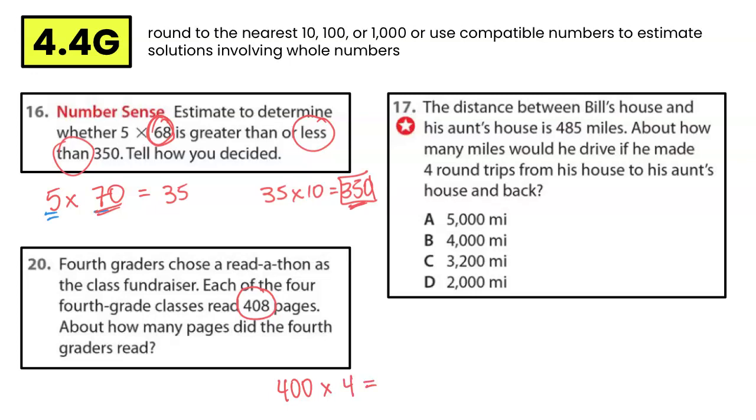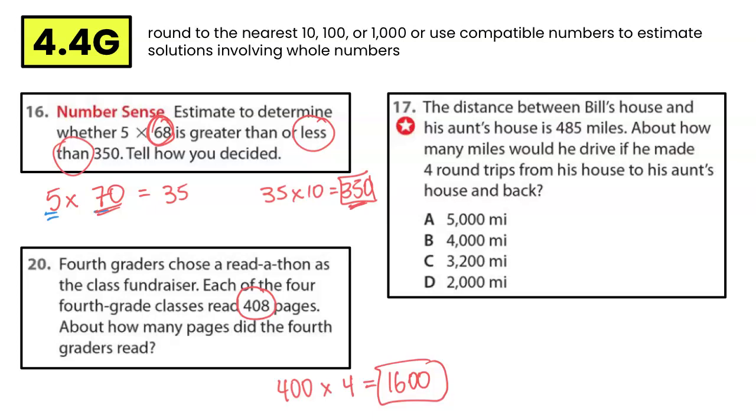Again, using our skills from Monday where we multiply by a multiple of 100, the 4 times the 4 is going to give me a 16, and then I will add my 2 zeros at the end to give me 1600. Look at number 17 now.